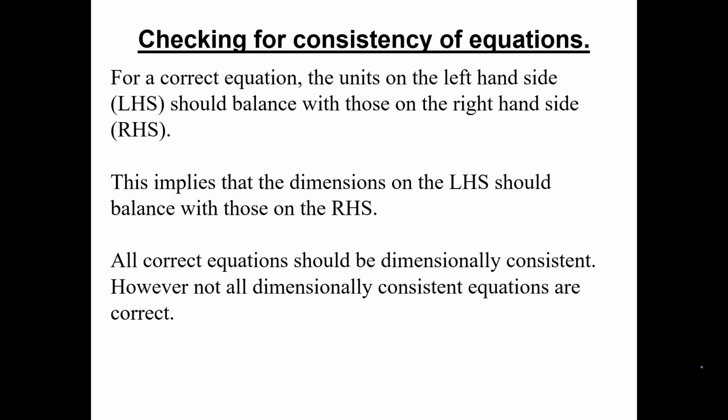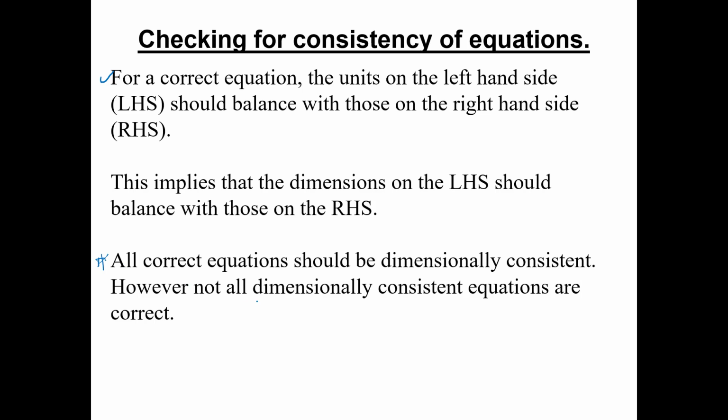So after having looked at what dimensions are, let's now go on to look at one of the applications of the knowledge of dimensional analysis, and that is checking for the consistency of equations. Checking for consistency of equations simply means that whatever is on the left-hand side must balance with whatever is on the right-hand side of the equation. Whether it is units on the left-hand side, they must balance with the units on the right-hand side. Likewise, dimensions as well. So, all correct equations should be dimensionally consistent.